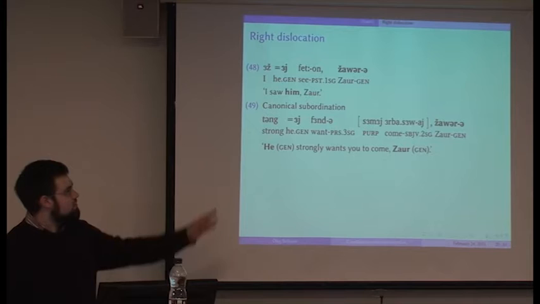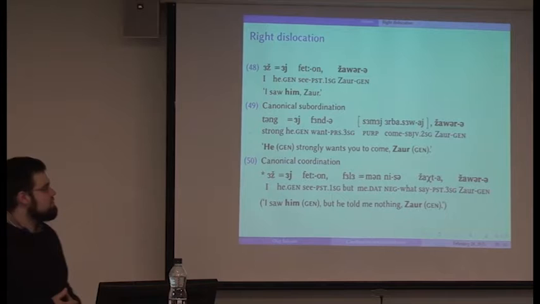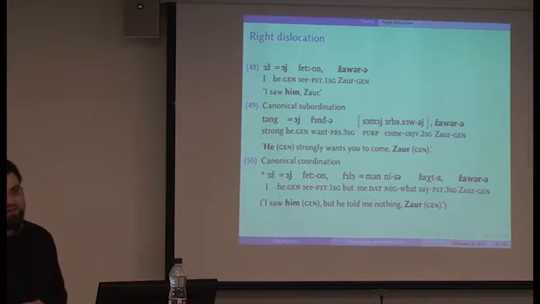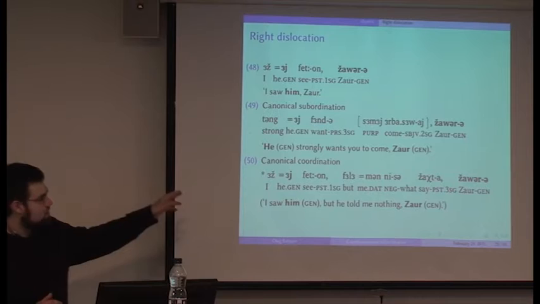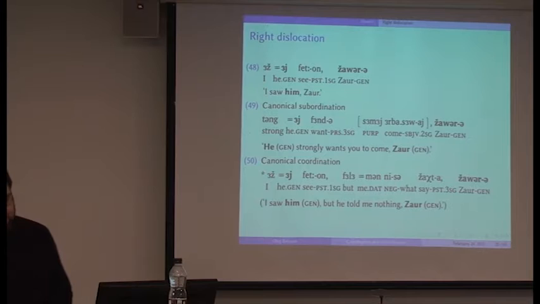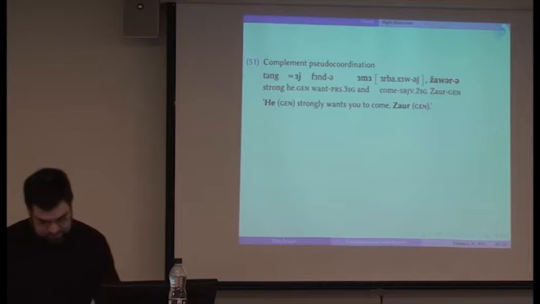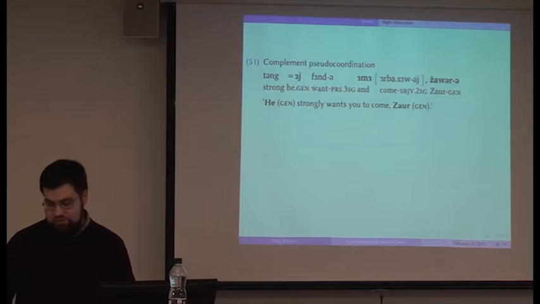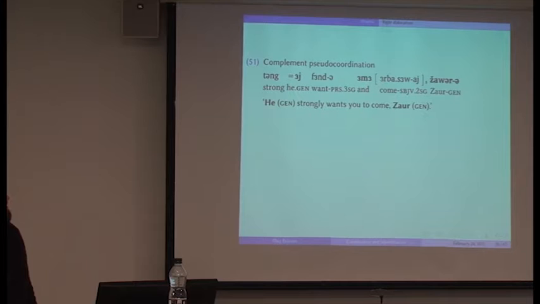But such a construction is not possible in coordinating constructions, like in 50. I saw him, but he told me nothing, Zauer. Here, Zauer cannot cross the boundary of a coordinating construction. It cannot enter the first conjunct by bypassing the second conjunct, which is also a test that is a consequence of the coordinate structure constraint. Now, as far as pseudo-coordination is concerned, again, we find that complement pseudo-coordination behaves like a subordinating construction, so we can do this kind of jumping over the second clause, whereas we cannot do this jumping over in 52, in causal pseudo-coordination.